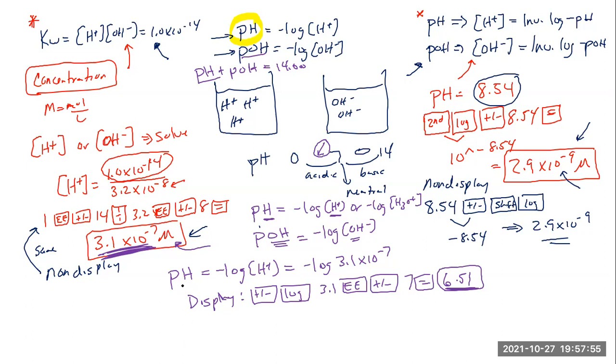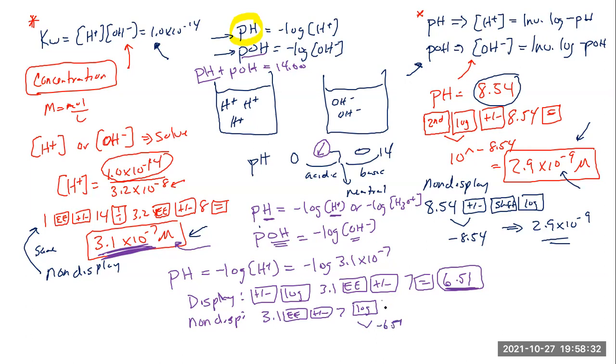It's less than 7. Again, if you had a non-display calculator, you would be doing the opposite here, which means that you actually would be doing the number first. So you would do the 3.1, exponent button, negative button, and 7. And then you would do your log button. And then you would actually end up with a negative value here. You would actually end up with, at this point, negative 6.51.